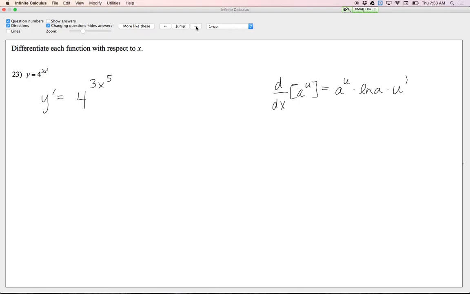So you see a power. Guys, you don't use the power rule when there's a variable in the exponent. Ever. The only time you use the simple power rule is when it's a simple power, which means there's no variable in the exponent. So, times ln of 4 times the derivative of the exponent, which would just be 15x to the 4th. And you're going to do well.